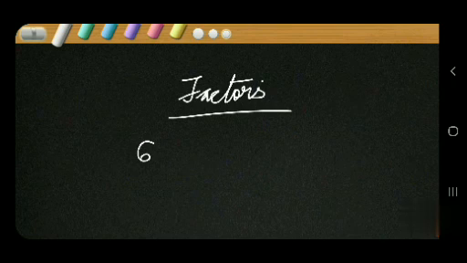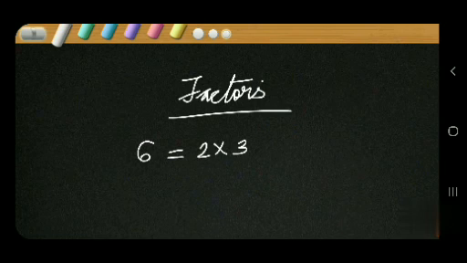6 is a number, isn't it? 6 is a number, we all know. Can we write 6 as a product of any other numbers? Try to say the answer. Yes, 6 can be written as the product of 2 and 3. We all know 6 is equal to 2 into 3, or 2 3s are 6.